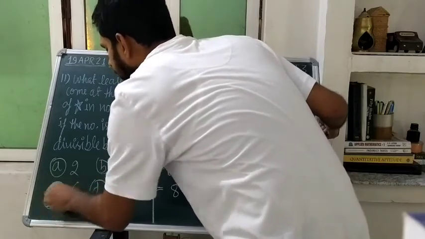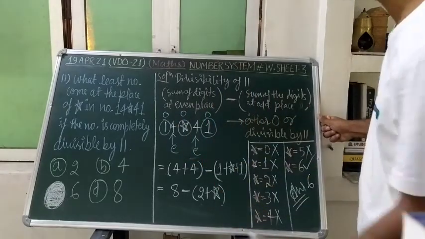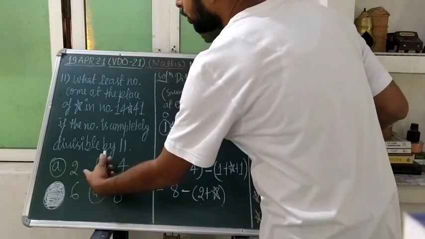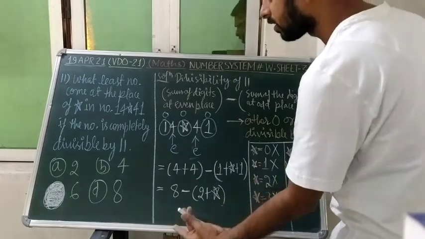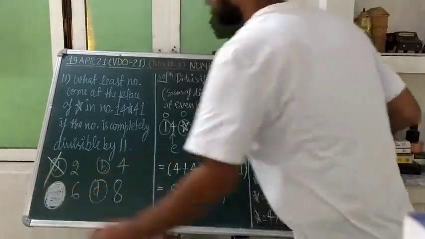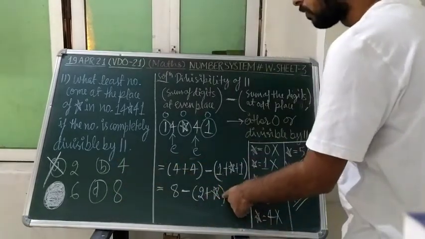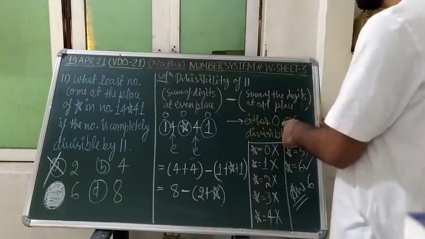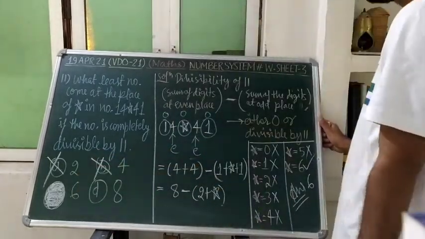Look, this should be our approach. If you are getting options, you can check them. In option A they have given 2, so 2 plus 2, 4 will come, and 8 minus 4, 4 is coming, which is neither equal to 0 nor divisible by 11, so A will not be our answer. B is 4, so put the 4 here, 4 plus 2, 6 will come, 8 minus 6, 2, which is neither equal to 0 nor divisible by 11, so it will not be your answer.